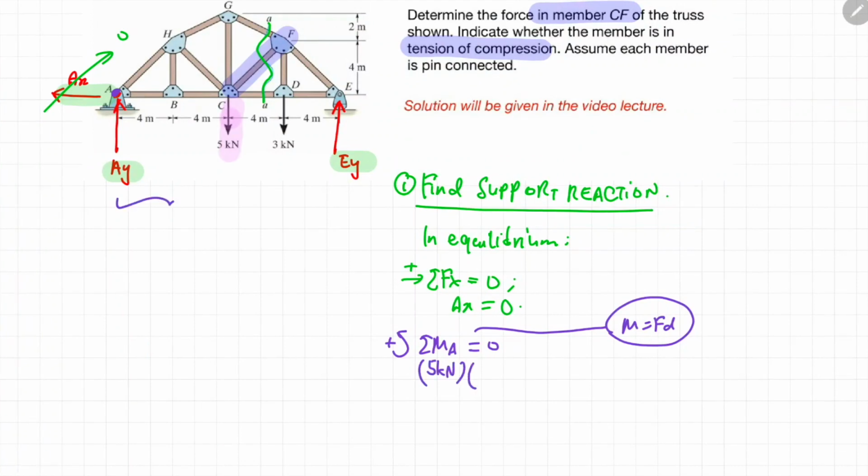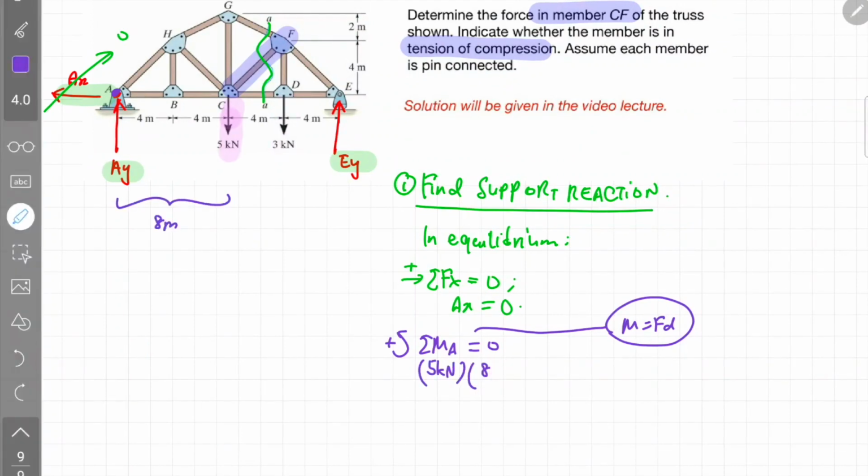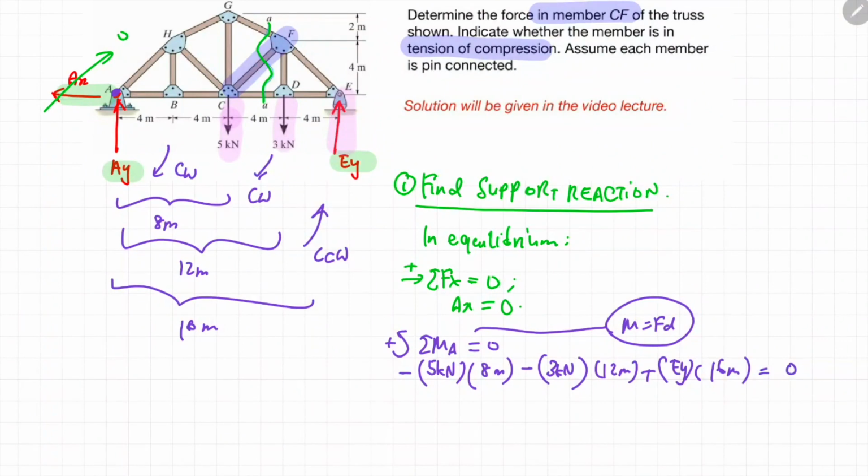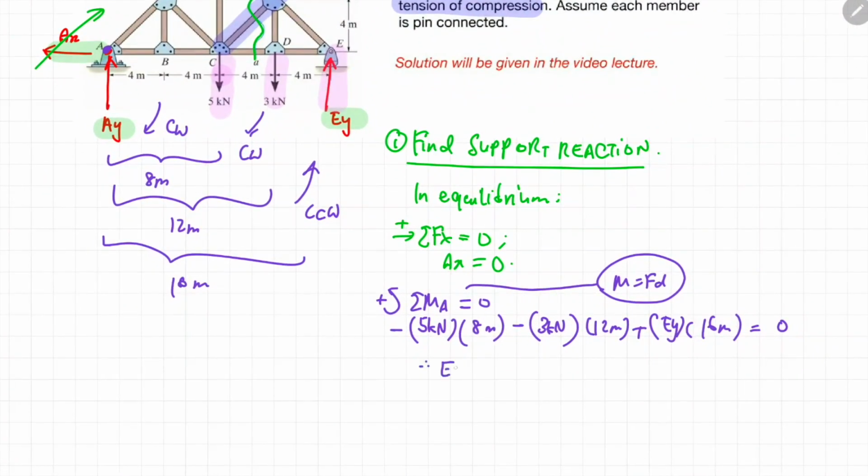Okay, I'm going to fast forward this particular part. You should be very familiar with it again. So at the end of the day, you will get only one unknown variable in the equation, which is EY. So you can easily solve for EY and you will get the magnitude of EY to be 4.75 kilonewton and the direction is upward.